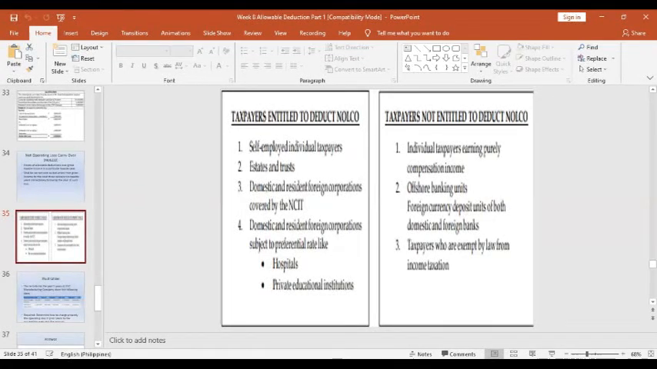For the taxpayers who are not entitled to deduct the NOLCO, the individual taxpayers earning purely compensation income are not allowed the NOLCO. Also offshore banking units, foreign currency deposit units of both domestic and foreign banks, and the taxpayers who are exempted by law from deduction. So those are the taxpayers allowed and those are the non-deductible ones. Okay.